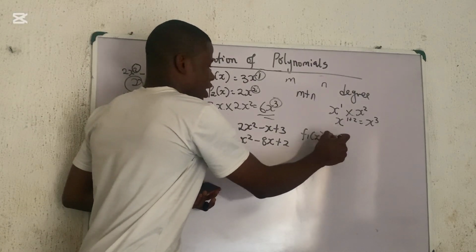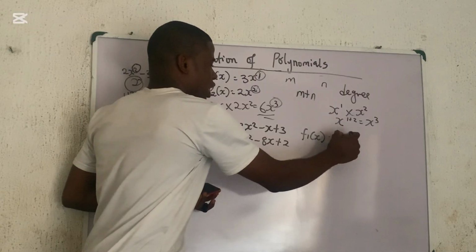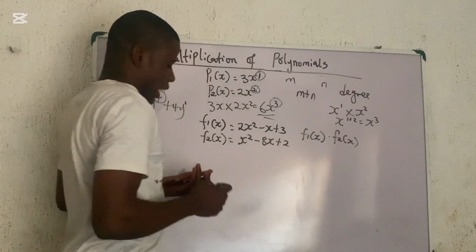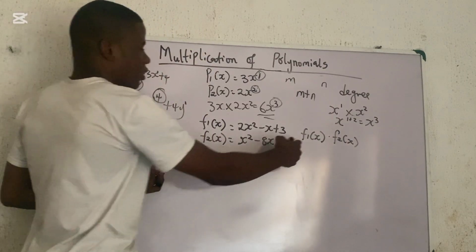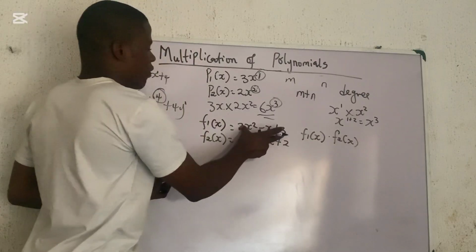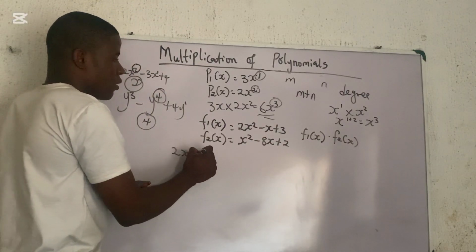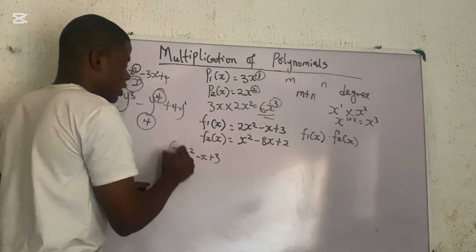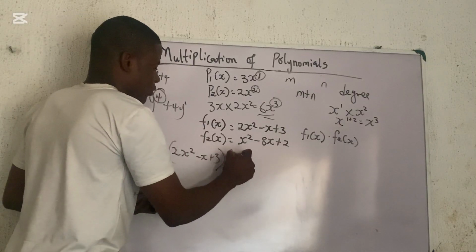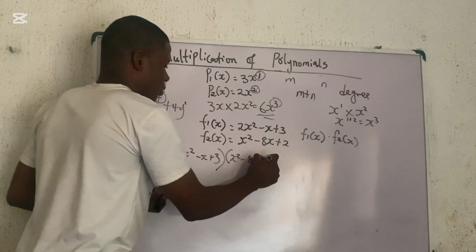I should multiply f1 of x by what? F2 of x, and I'm going to do it now. So f1 of x multiply f2 of x. F1 of x, the algebraic expression I have there, is definitely 2x squared minus x plus 3, right? Times what? F2 of x, which is what? x squared minus 8x plus 2.